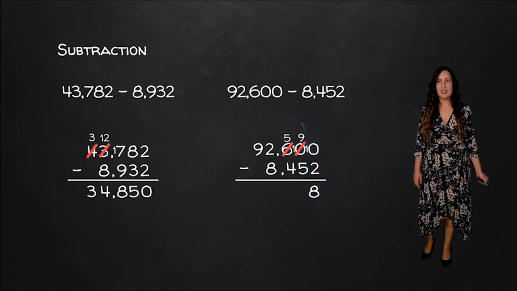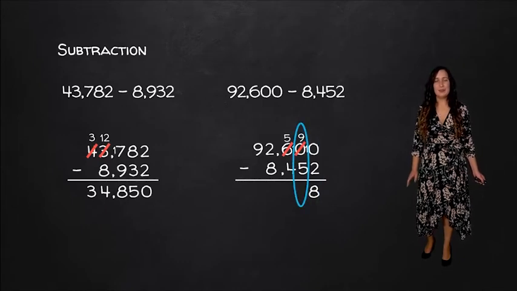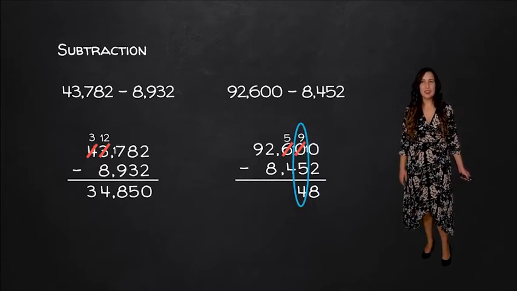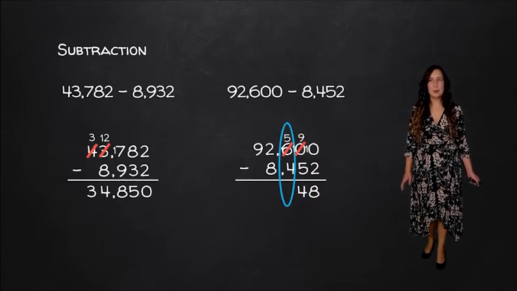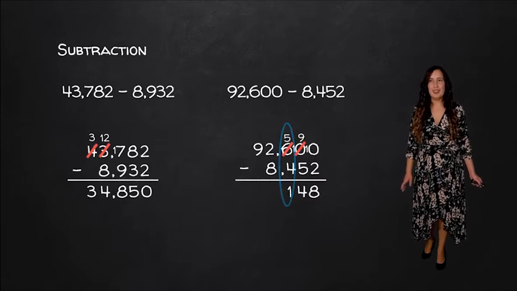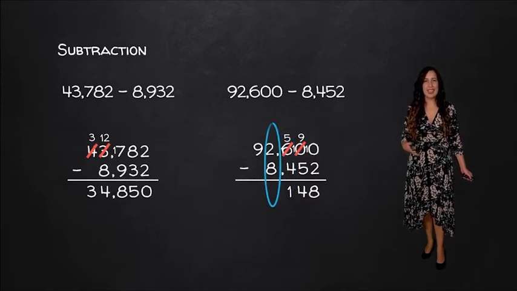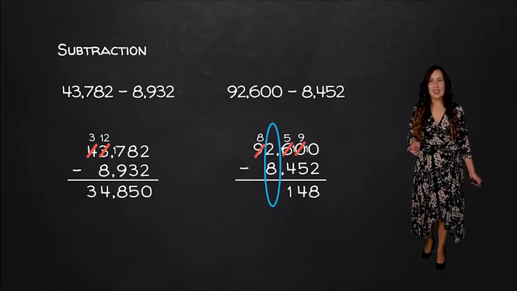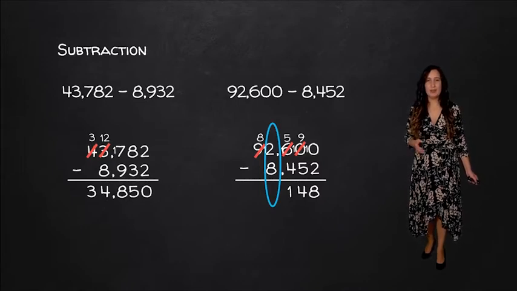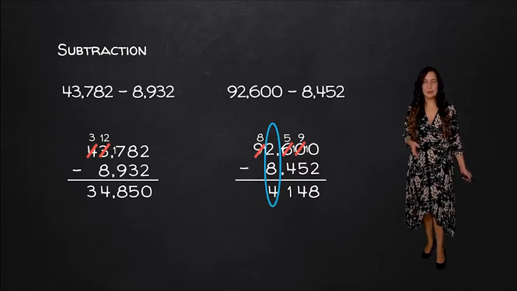And then we're going to go ahead and keep subtracting. 9 minus 5 is equal to 4. 5 minus 4 is equal to 1. And then 2 minus 8, here we're going to have to borrow from the 9. And that 9 is going to become an 8. And then that 2 is going to become a 12. So 12 minus 8 is equal to 4.